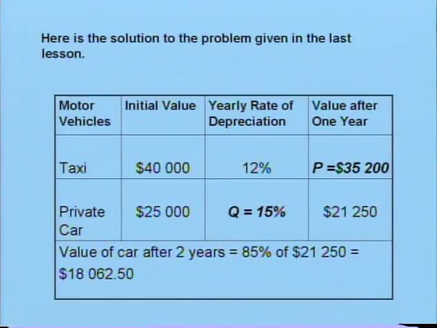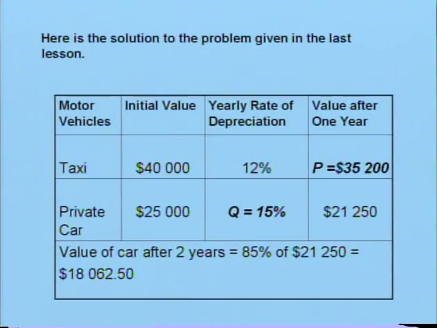Now here is the solution to the problem given in the last lesson. This is calculating the value of P and Q and then the value of the taxi. Looking at the table, to find P, we have to find 12% of 40,000, and that answer is subtracted from 40,000, and you have P is equal to 35,200. Or you could have worked it another way.